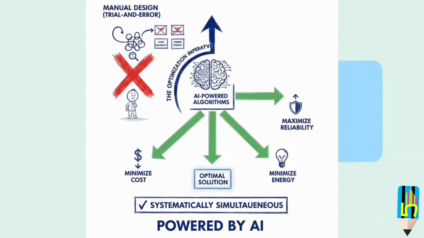So the problem is too complex for a trial and error kind of solution, and finding that single optimal solution requires a completely new set of skills. So this course takes you past the trap of manual design to the optimization imperative, right? I'll be teaching you how to systematically minimize cost, maximize reliability, and minimize energy simultaneously. How? Maybe with the power of AI.